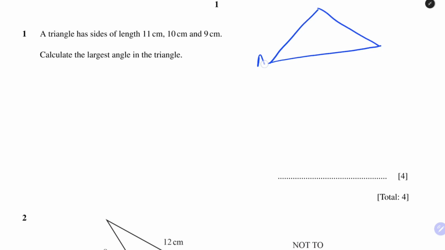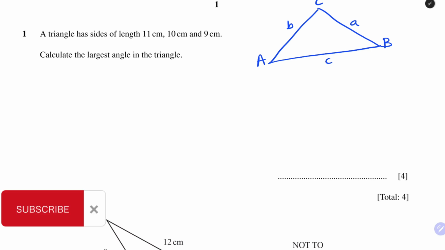All right, I'm labeling this A, B, and C. Remember the labeling notation. If this is A, this will be side A. If this is B, this will be side B. And since this is C, this will be side C. I've been told that the triangle has sides of length 11, 10, and 9. So just in the same way I have labeled them, this is 11 centimeters, this is 10 centimeters, and this is 9 centimeters. Now I have something to look at.